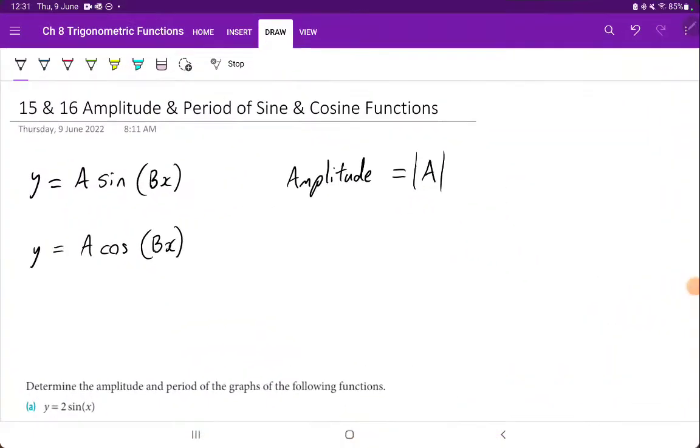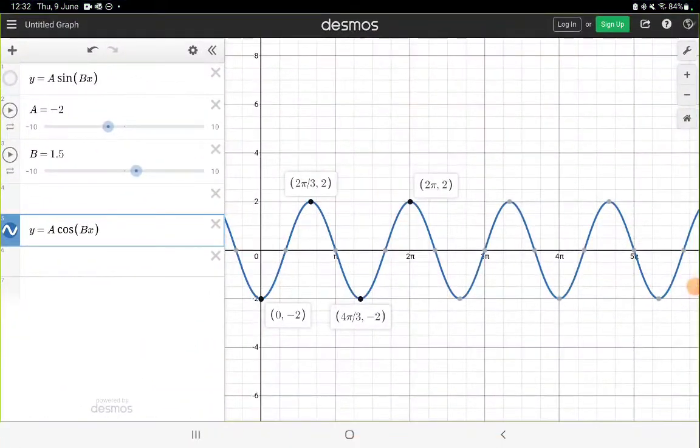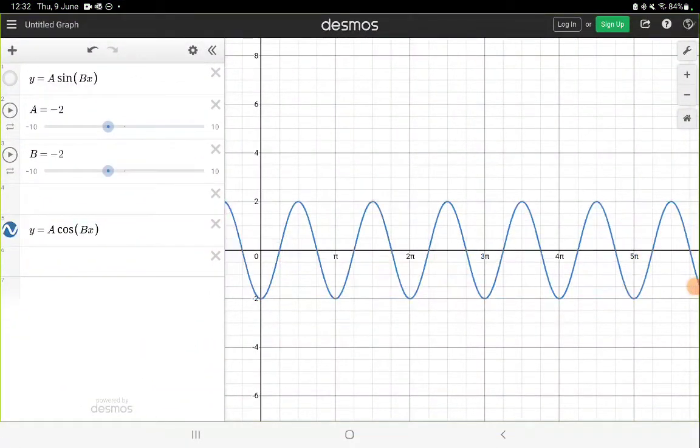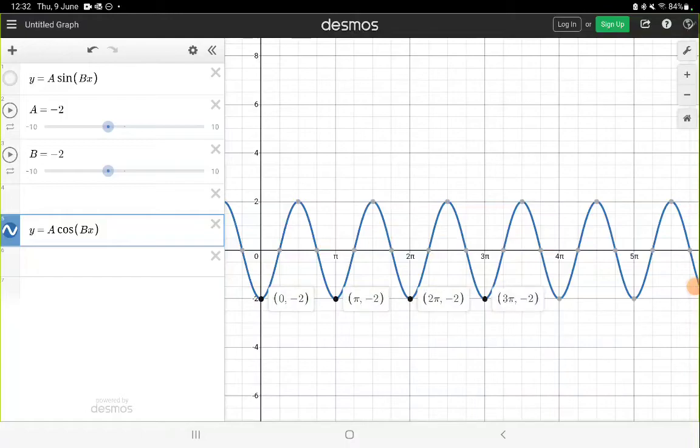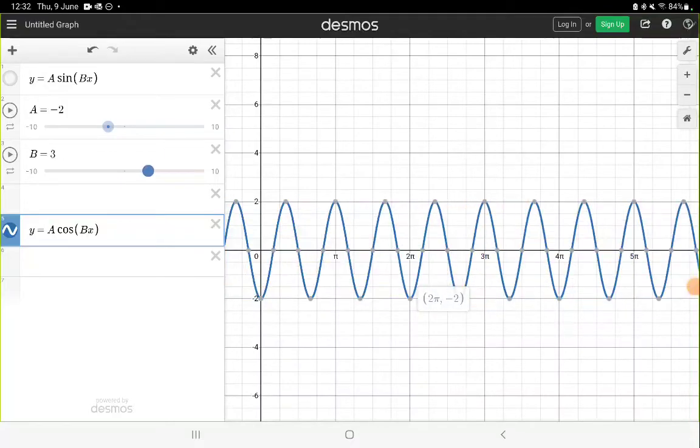Alrighty. So the amplitude is the absolute value of a, and the period, which is how long it takes to repeat, is going to be equal to 2 pi, which is its standard period, over the absolute value of b. Once again, if we make b negative, you get the same period. It's just that it's going to look a little bit different. So you can see from maximum to maximum, from minimum to minimum, it's going to happen the same. It's just been reflected as well. Alrighty.